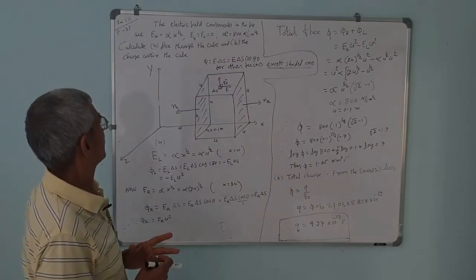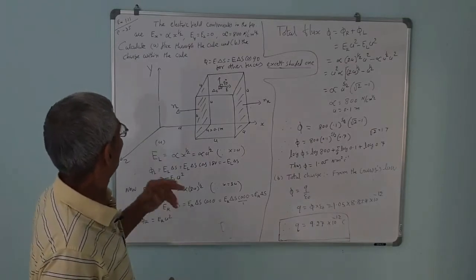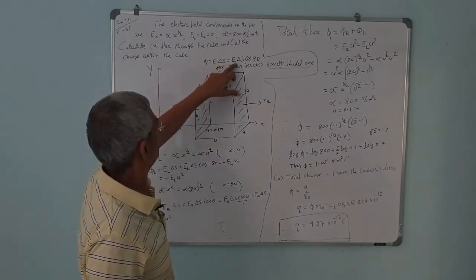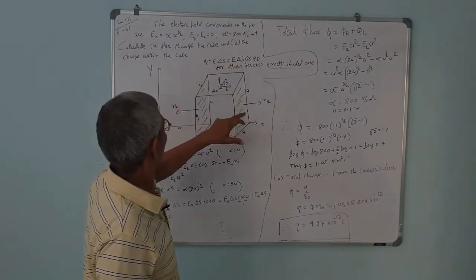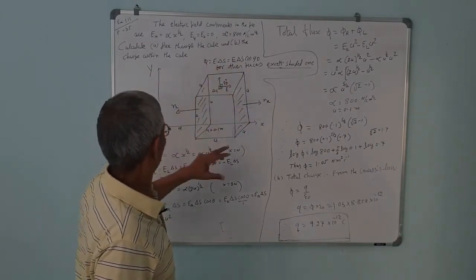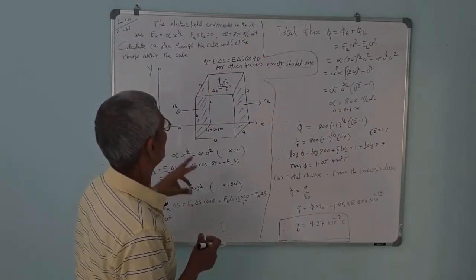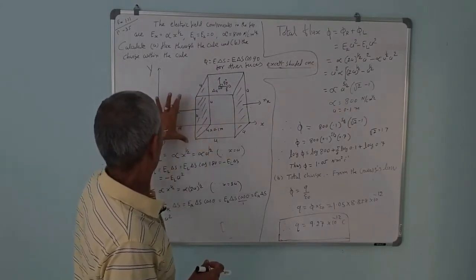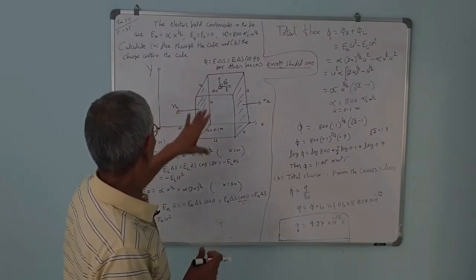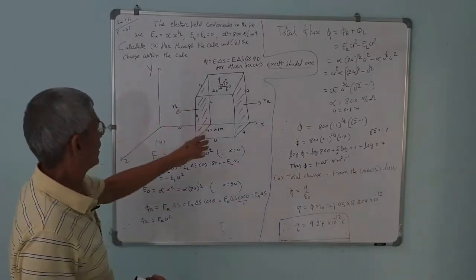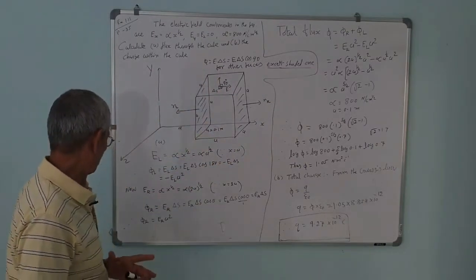Let us calculate the flux phi first. We know the flux phi is equal to E·dS, which is E dS cos 90 for the other faces. Consider this figure. For the other faces the angle is 90, so we will consider only the x direction. The face perpendicular to x is the shaded one. The contribution of the others is 0.